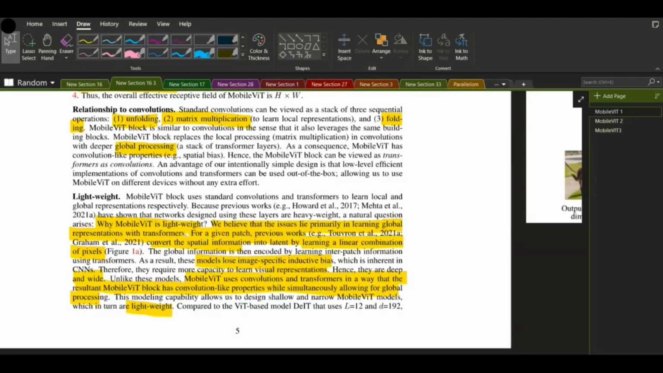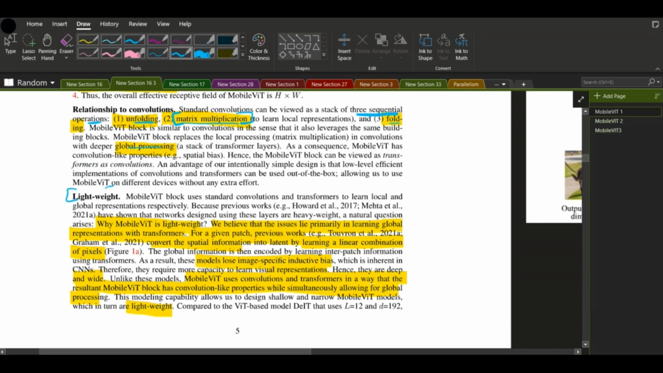Relationship to convolution. The author states that their model is actually similar to convolution. A standard convolution can be viewed as a stack of three sequential operations: first unfolding, then matrix multiplication, then folding. ViT essentially tries to replace this matrix multiplication with a global processing component, which we know is a stack of transformer layers. Here it was local processing, hence the matrix multiplication. So this makes MobileViT viewable as transformers as convolutions, and it still follows similar operations to convolution.